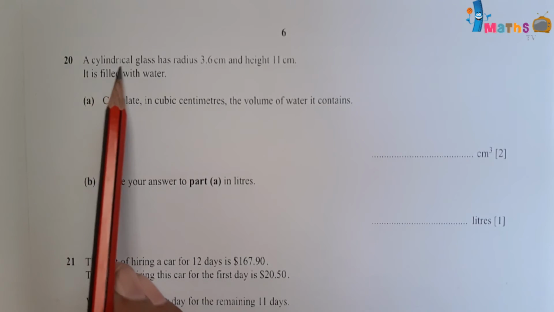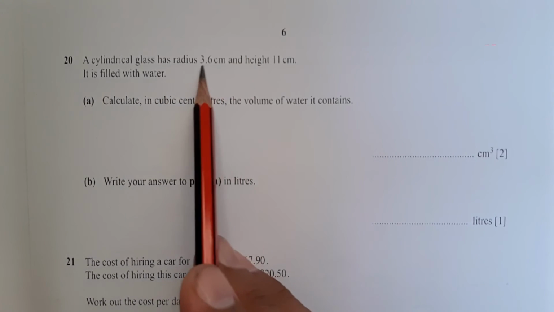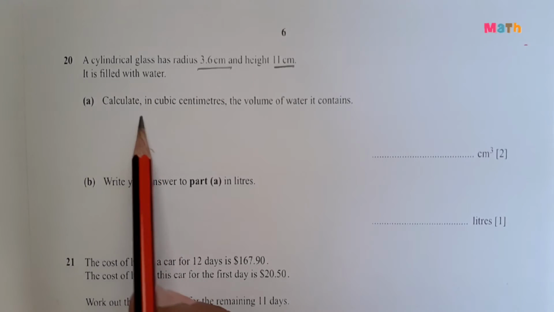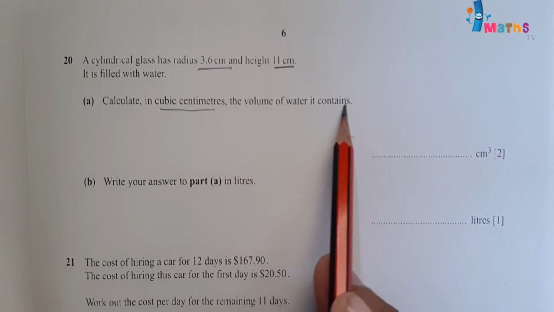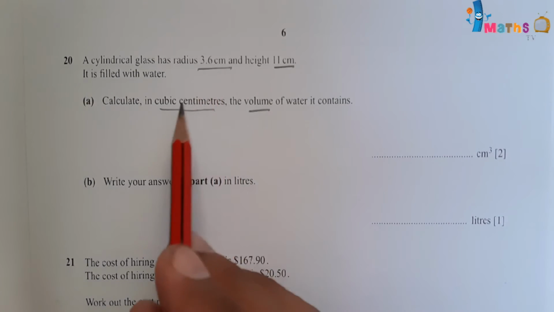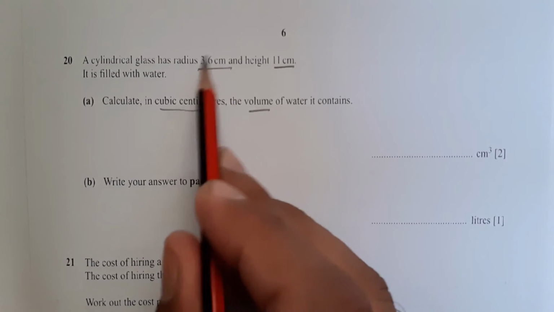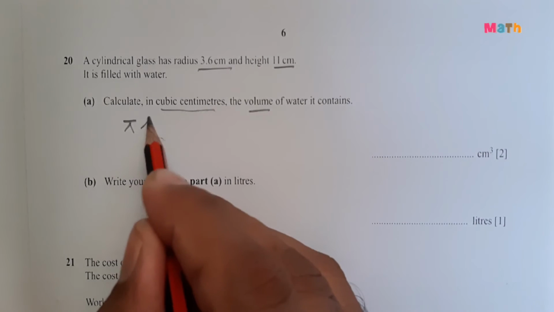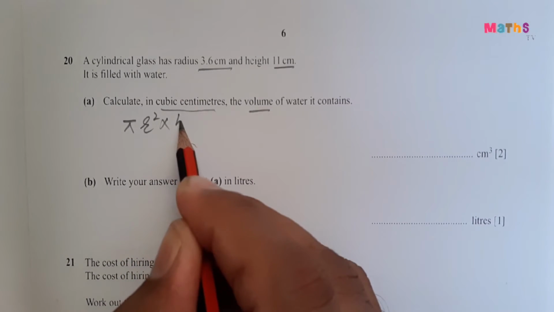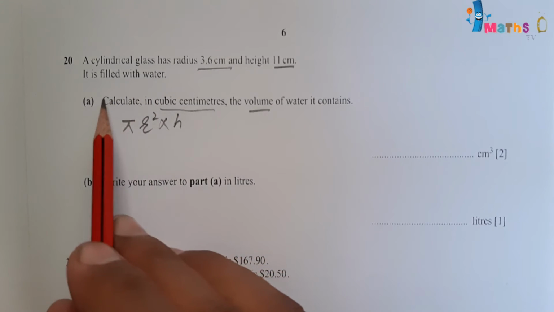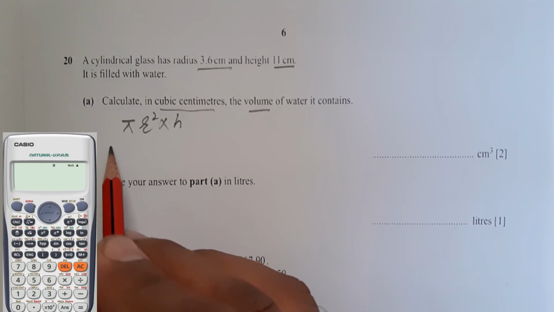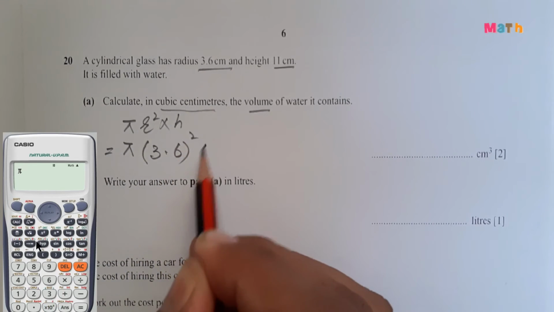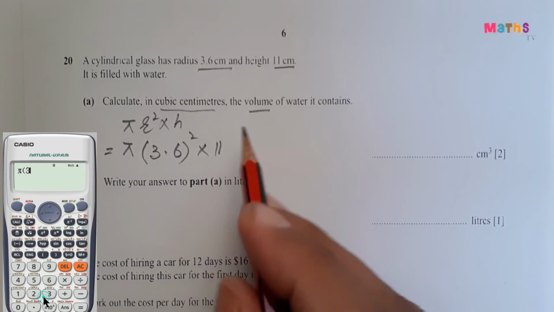Question number 20. The cylindrical glass has radius 3.6 centimeters and height 11 centimeters. It is filled with water. Calculate in cubic centimeters the volume of the water it contains. So volume will be base area, which is pi r squared, into h. So we will calculate pi into 3.6 squared into h, which is 11 centimeters.